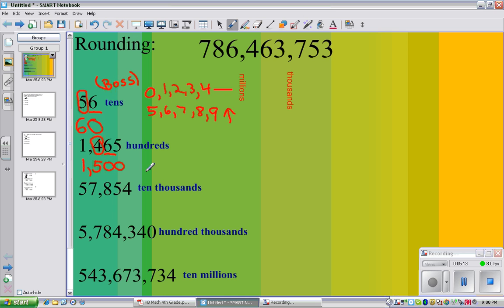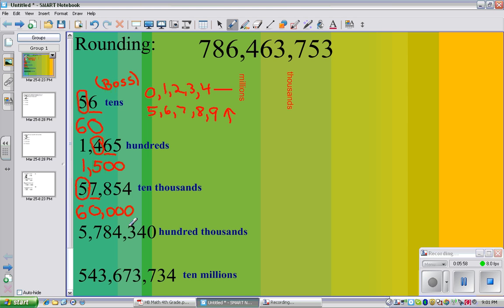Ooh, big number, tricky one, but not really if you remember our pattern. Ones, tens, hundreds, ones, tens. This is the 10,000s because of the comma. Step 1 in rounding is circle the number we're rounding to, the 10,000s. Then underline our boss. Since our boss is a 7, it tells us to round up. The circle number, therefore, will change to a 6, and the rest of the numbers, the 7, 8, 5, and 4, will all become zeros. 57,854, when rounded to the nearest 10,000, will round to 60,000.